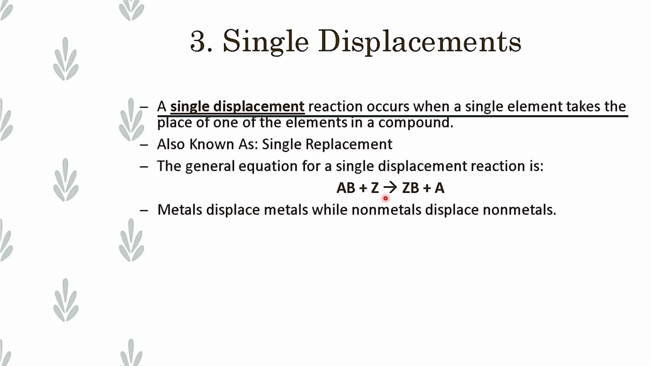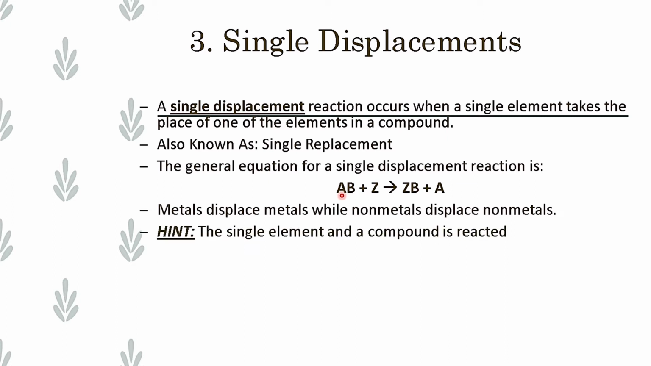Or you can say if this Z is positive in valency, if its valency is positive, it forms positive ion, so it will replace the element which is having positive valency or which forms positive ion. Hint to identify single displacement reaction is that there will be one compound and one single element on reactant side and one compound and one single element on product side.